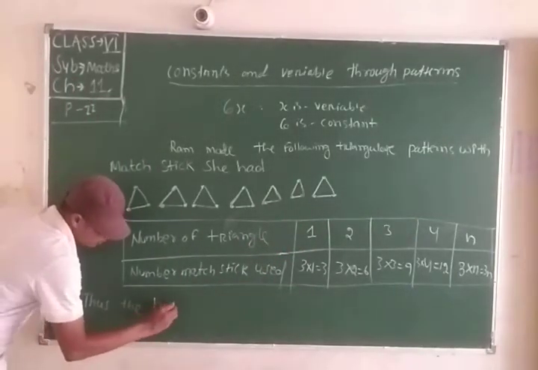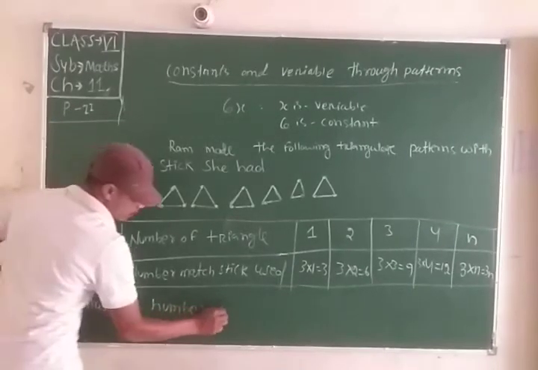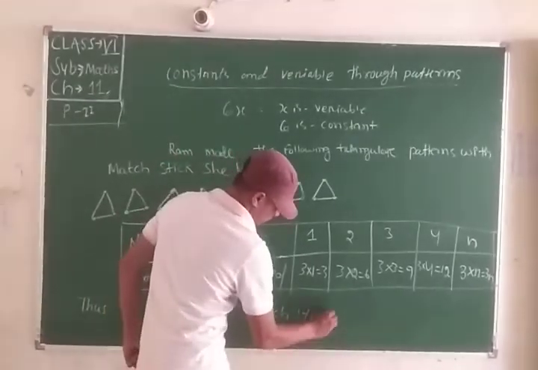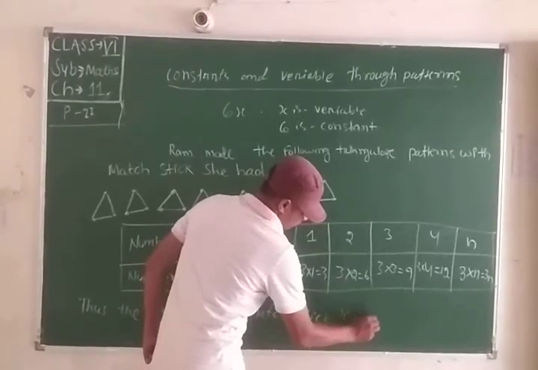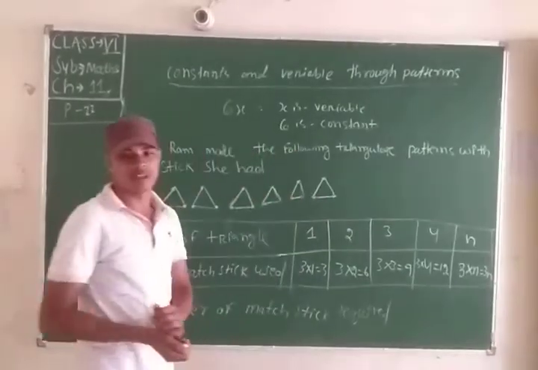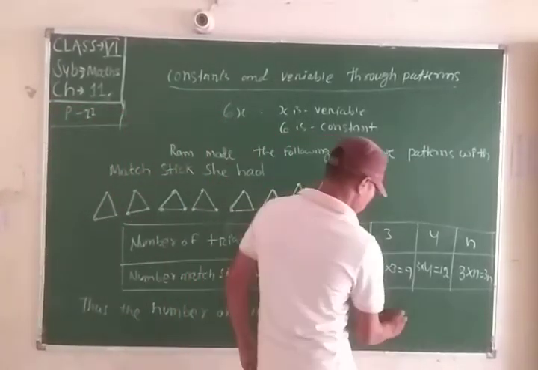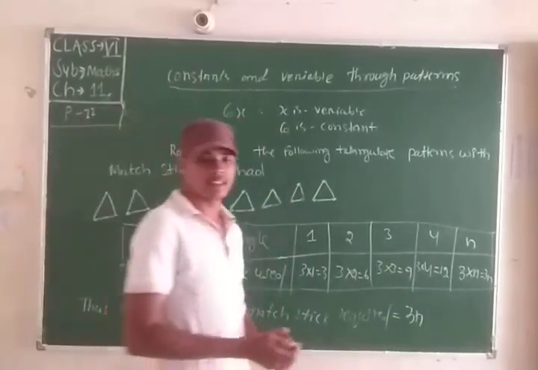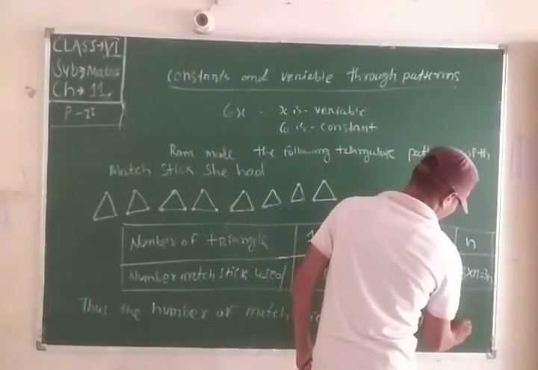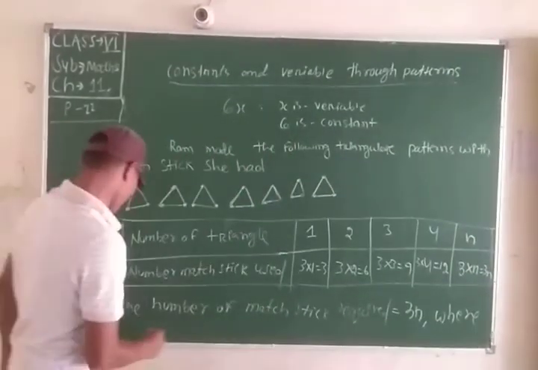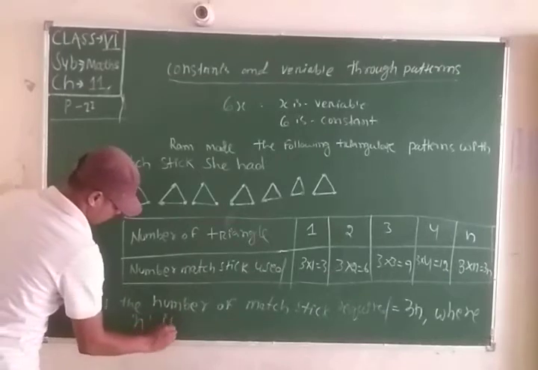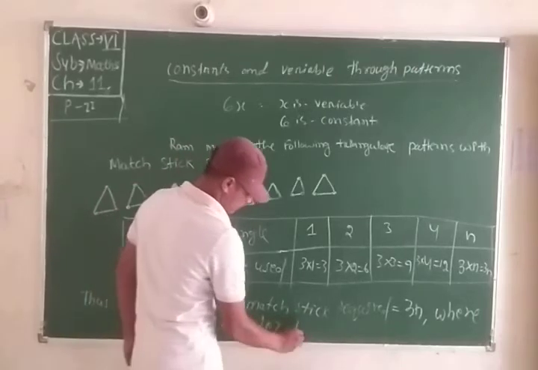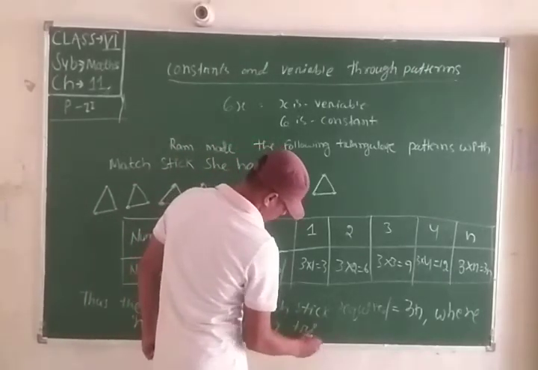Thus the number of match sticks required is equal to 3n, where n is the number of triangles. Here n is the number of triangles.